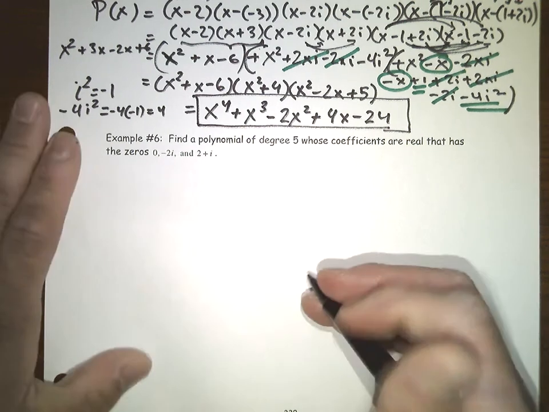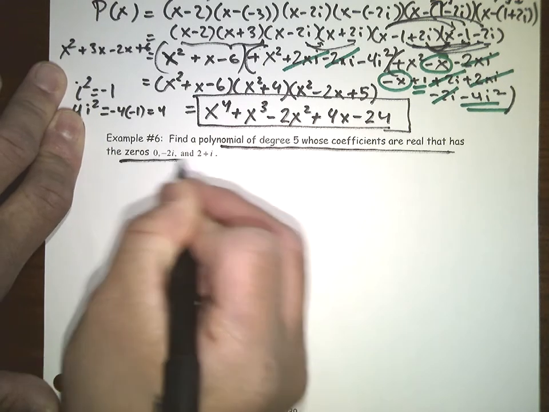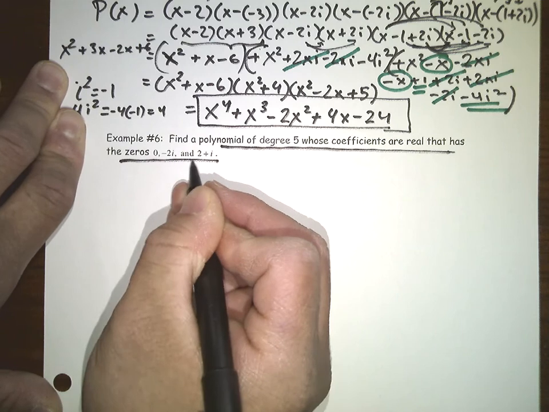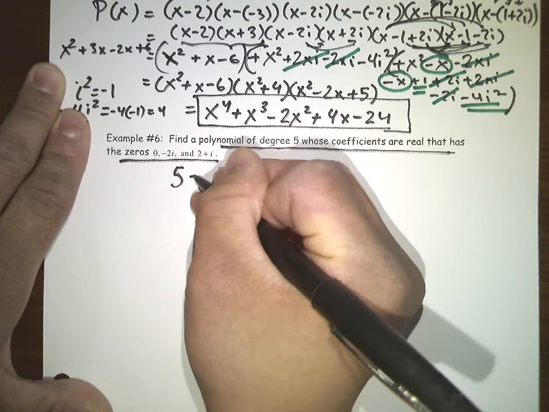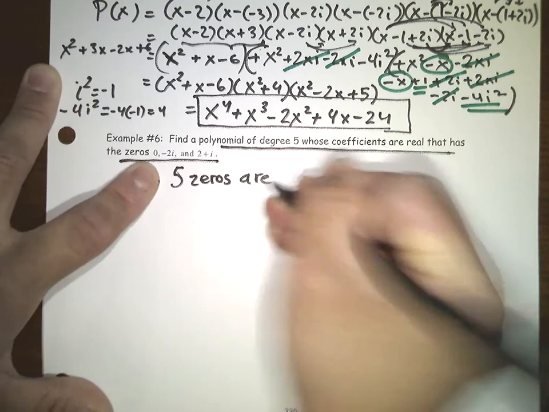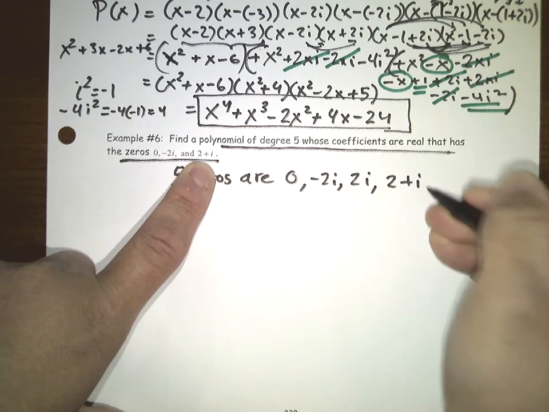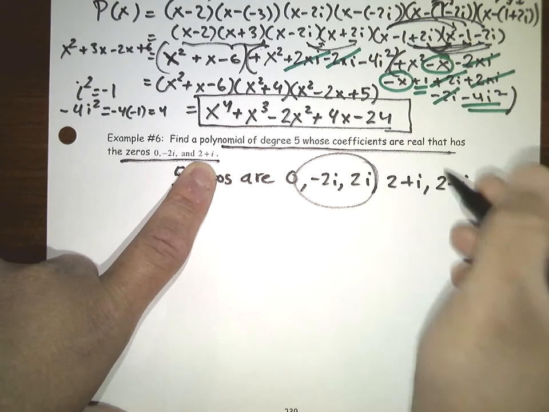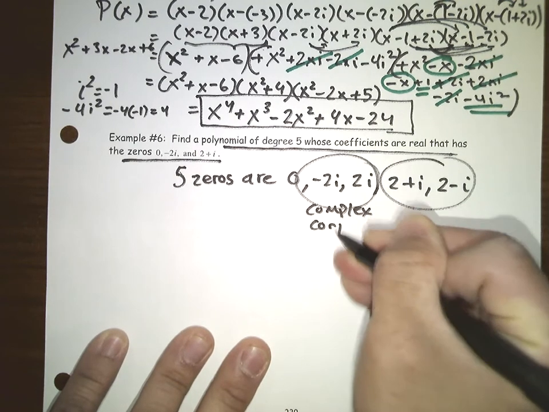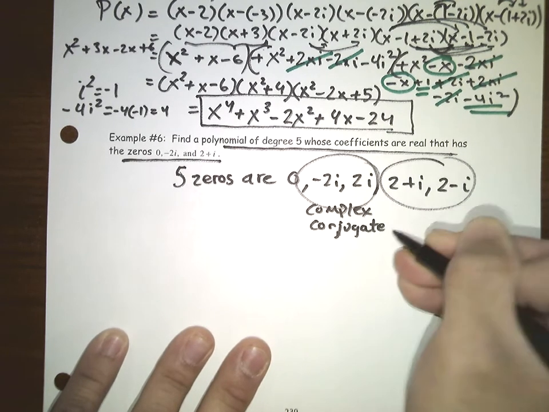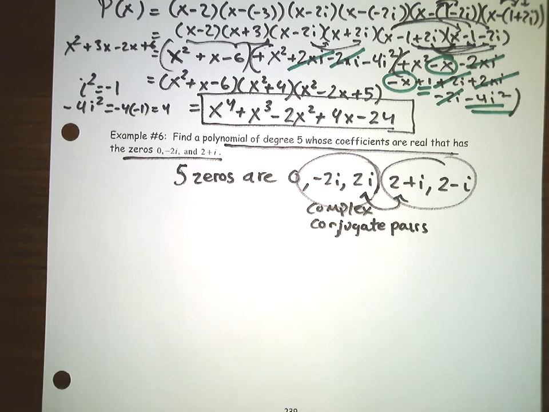So now, find a polynomial of degree 5 whose coefficients are real that has the zeros 0, negative 2i, and 2 plus i. So that means that the five zeros are going to be 0, negative 2i, positive 2i, 2 plus i, and 2 minus i. So we need to make sure that we get the complex conjugate pairs here for both of these two zeros, so that we have five of them.